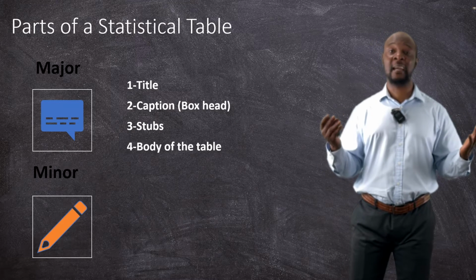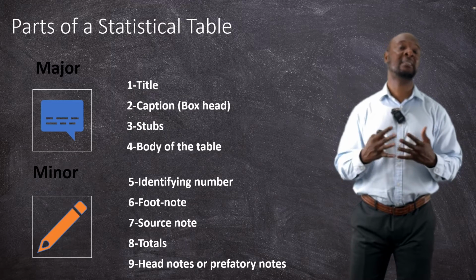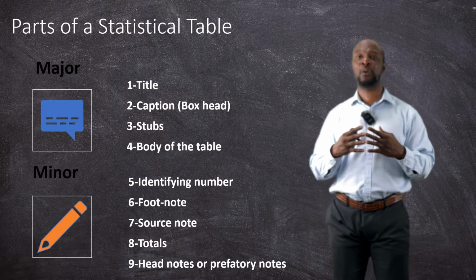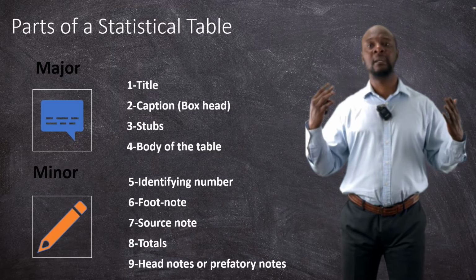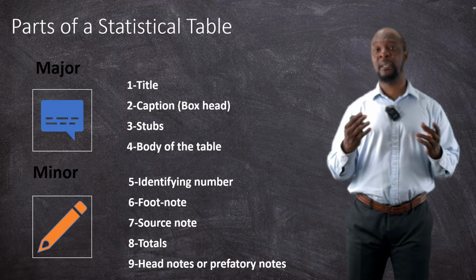In general, there are nine parts of a table. There are a little more, but these are the minor ones that, even though they are necessary, it's not compulsory to have in all tables. Okay, so the fifth one, which is a minor component, is an identifying number, and I'm going to show you some examples. It's just that number.